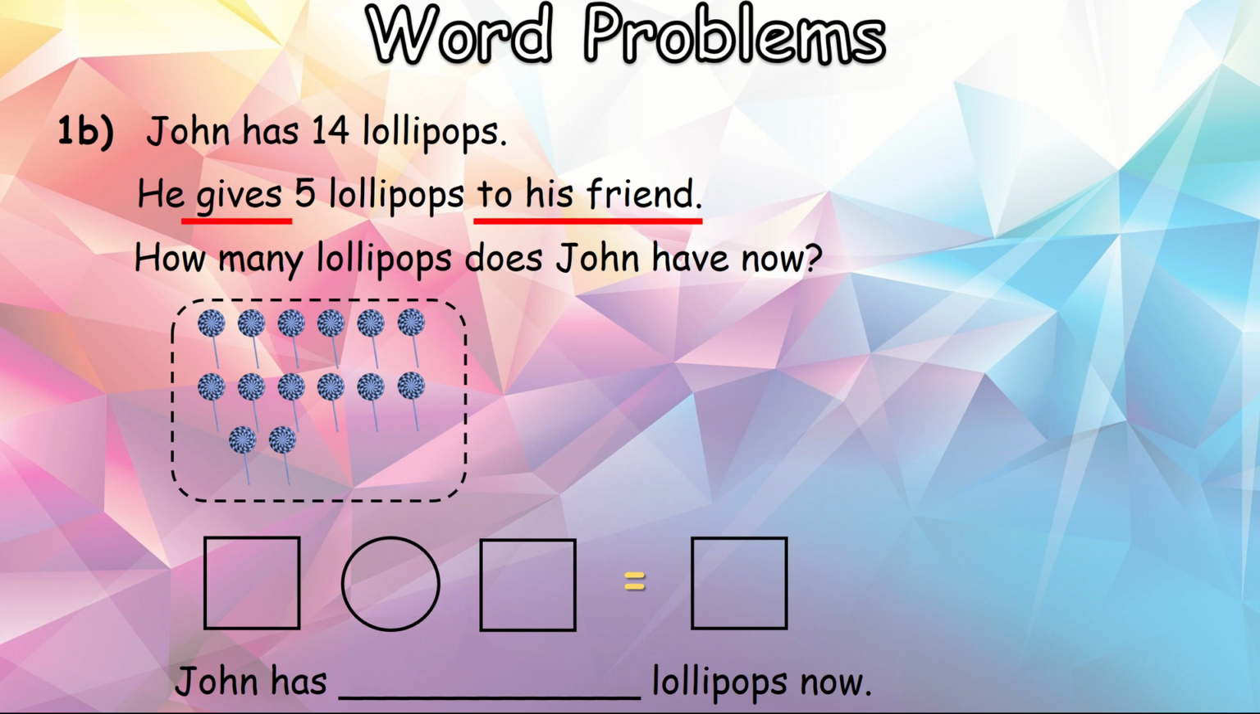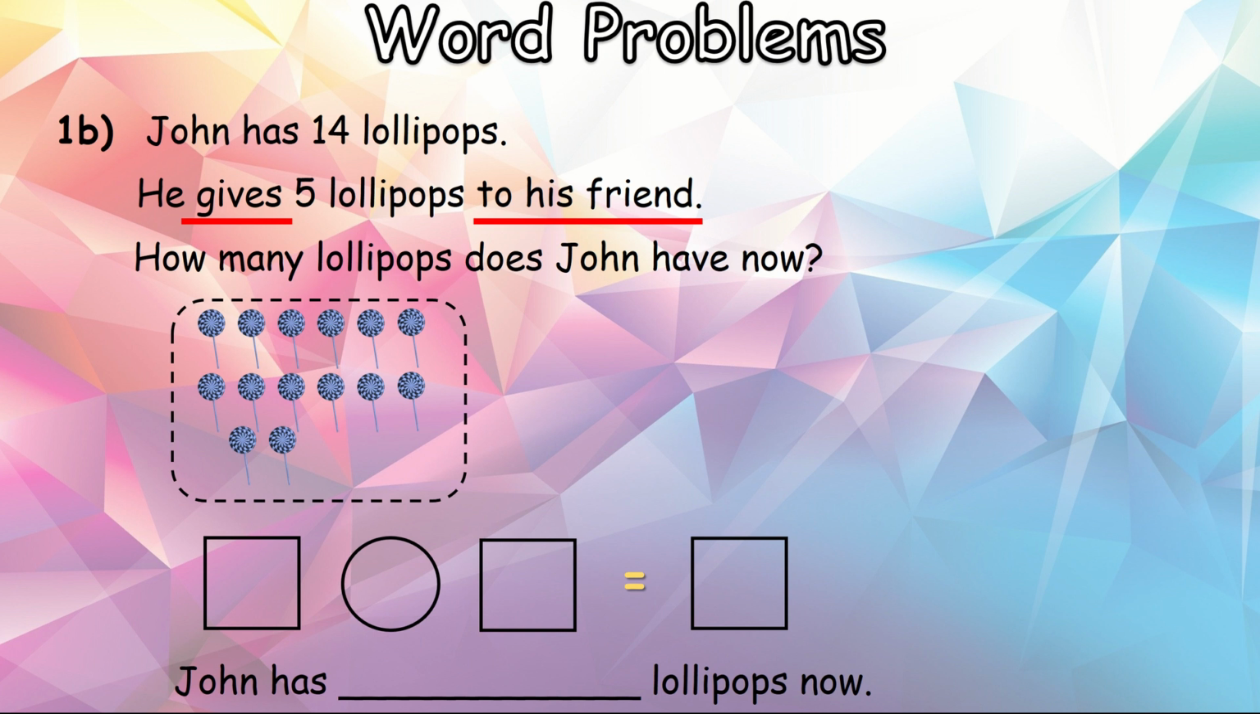In this question, "gives to his friend" means he gives away, that means he has lesser. So if you add, it's wrong, because you might end up with more, which is wrong. John is giving away, so the number of lollipops becomes lesser. So let's take it away now.